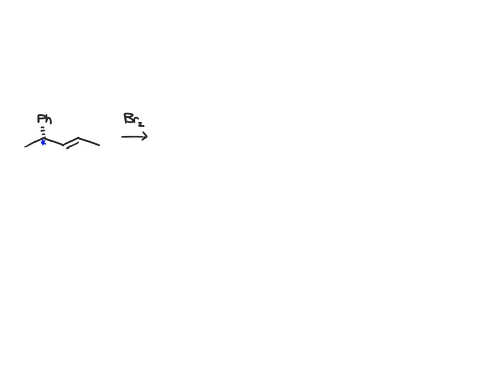Let's take a look at this problem here where we have a chiral starting material and we're reacting with Br2. Again, the reaction is taking place at this double bond, so you don't want to mess with your original chiral center. That's going to stay the same in all of the products.